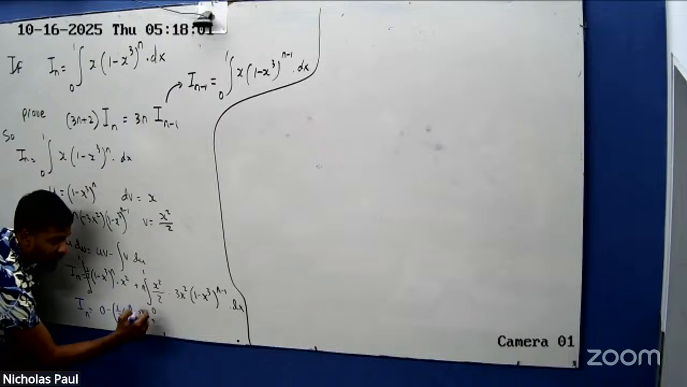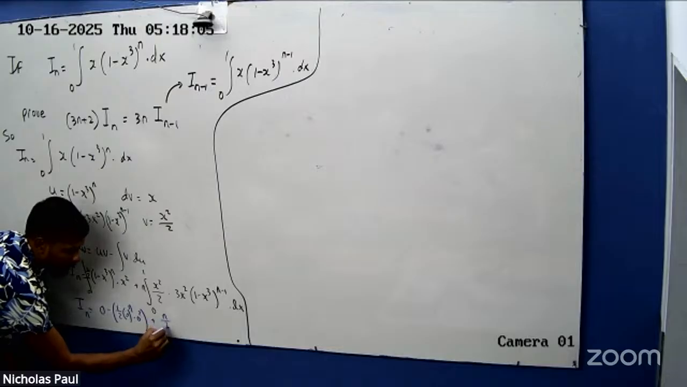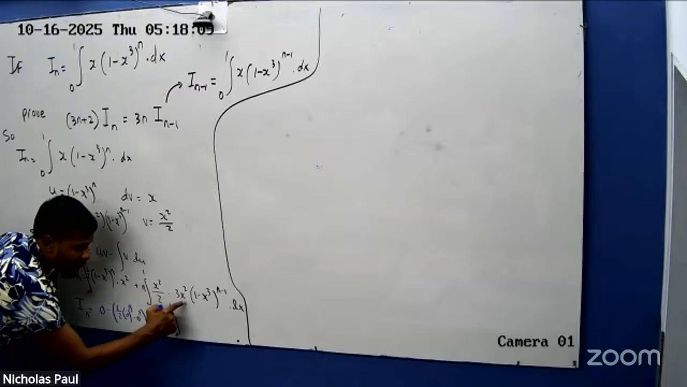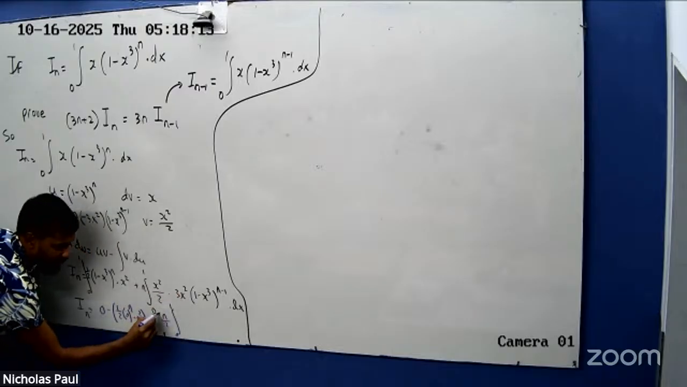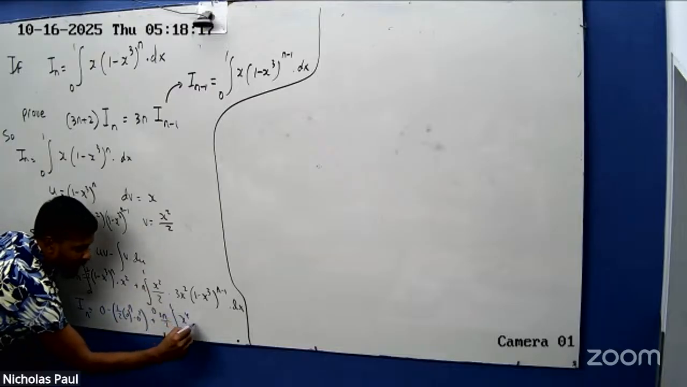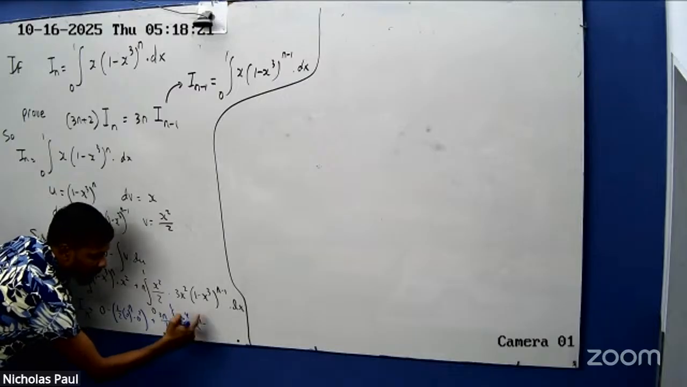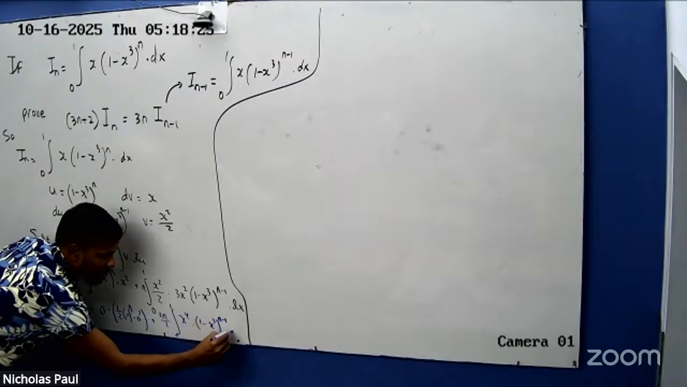Plus, I just factor out the half, x² times x². I factor out the half and the 3, right? And here it becomes x⁴ times (1 - x³)^(n-1).